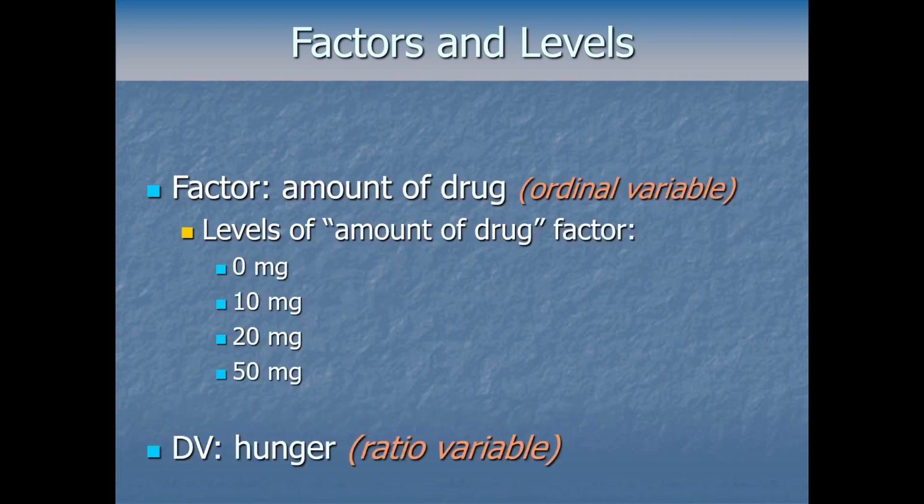Of course, we don't have to stop at three levels. We can study a factor where we split it up into four levels or even more. So in this case here, 4 levels of the drug amount is our independent variable, the factor we're looking at, and then we compare how those drug amounts affect someone's hunger level as the dependent variable in this example.